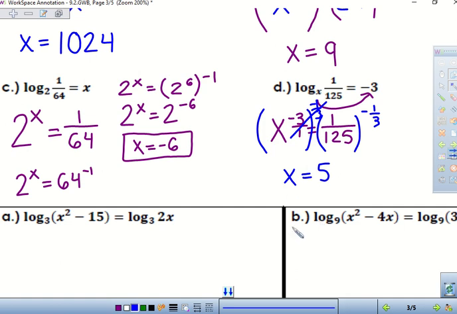Which kind of makes sense, right? Because 5 to the negative 3 power is the same thing as 1 over 5 to the third, which is 1 over 25. So you can logic your way through and make sure that it makes sense.